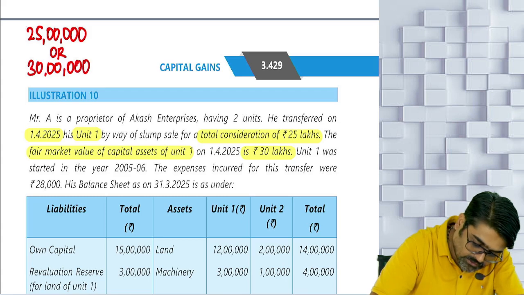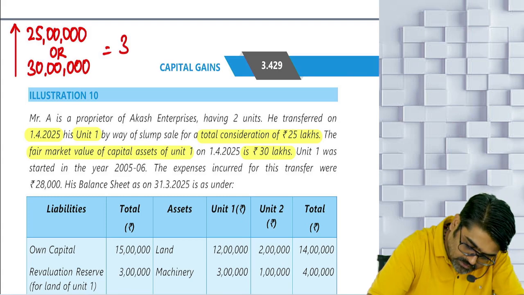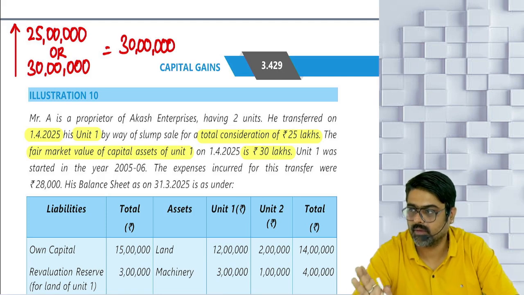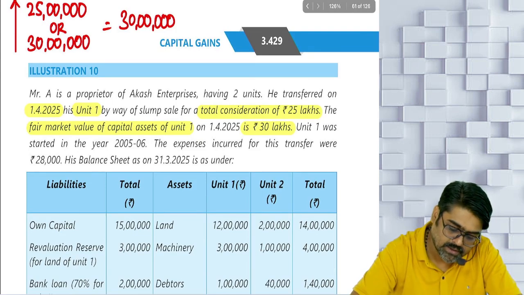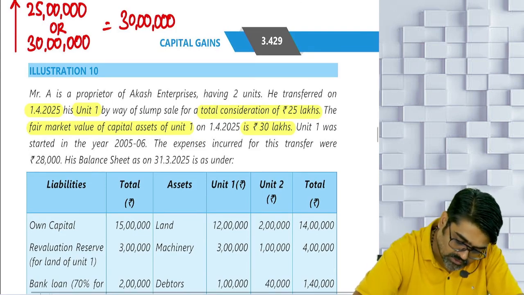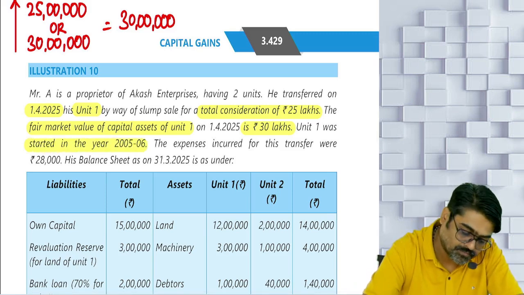Whichever is higher, so higher is 30 lakhs. So this will be your full value of consideration. If that 30 lakh was not given, then we would have taken 25 lakhs only. Okay, no? Unit 1 started in the year 2005-06.